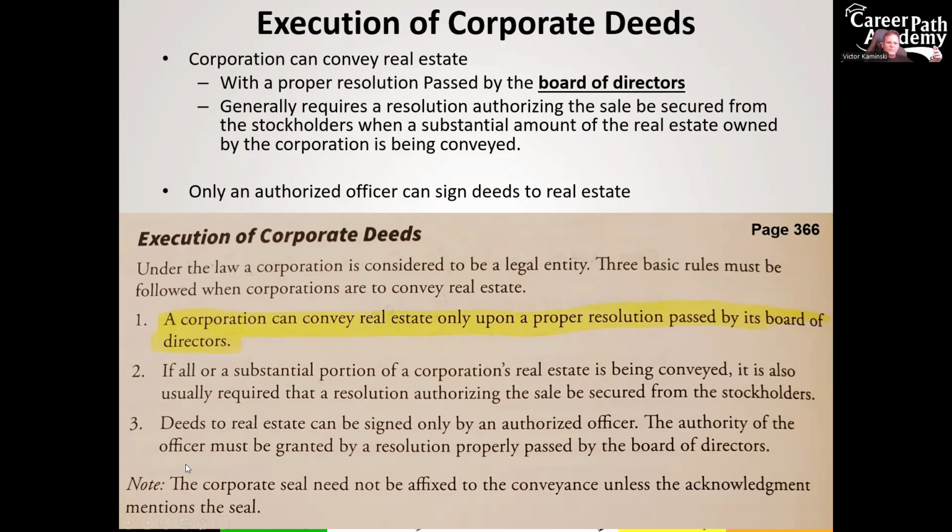So as you can see here, we got 3 bullet points, and we're going to highlight the first one. A corporation can convey real estate only upon a proper resolution passed by its board of directors. Now, if all or a substantial portion of the corporation's real estate is being conveyed, it is also usually required that a resolution authorizing the sale be secured from the stockholders. Ooh, that could be a massive undertaking, though. Deeds to real estate can be signed only by an authorized officer.